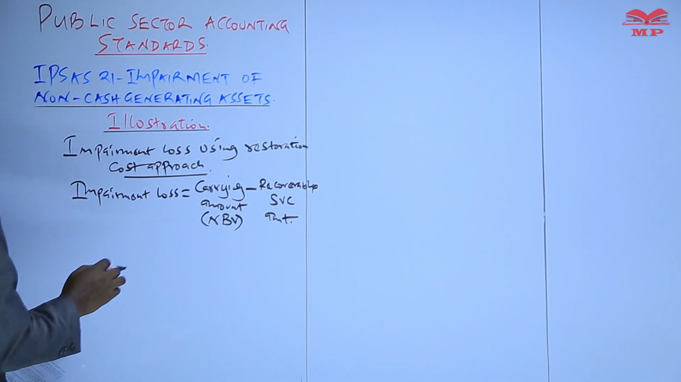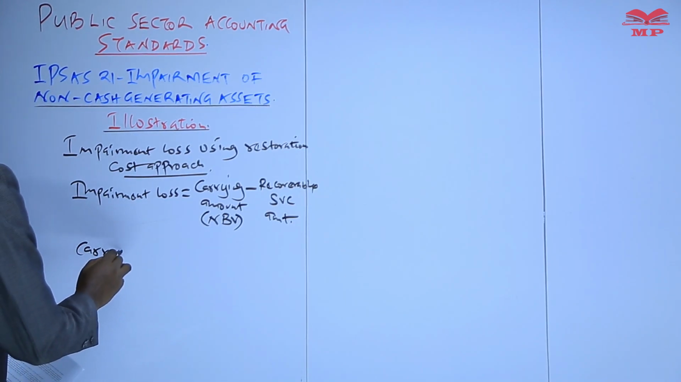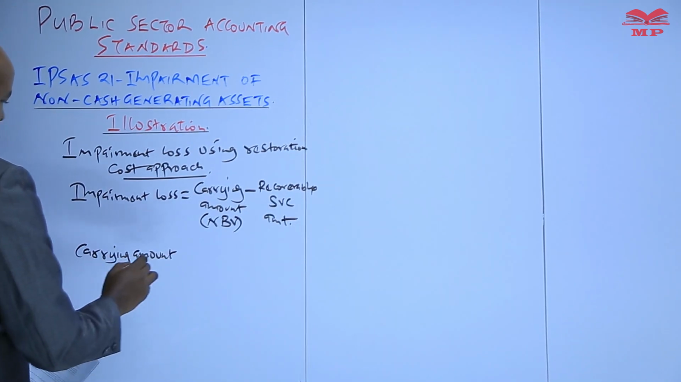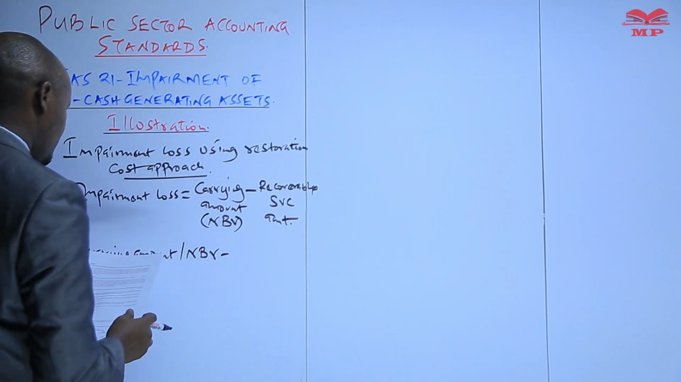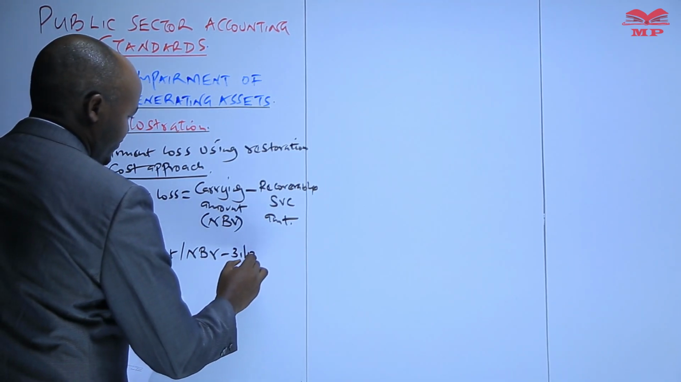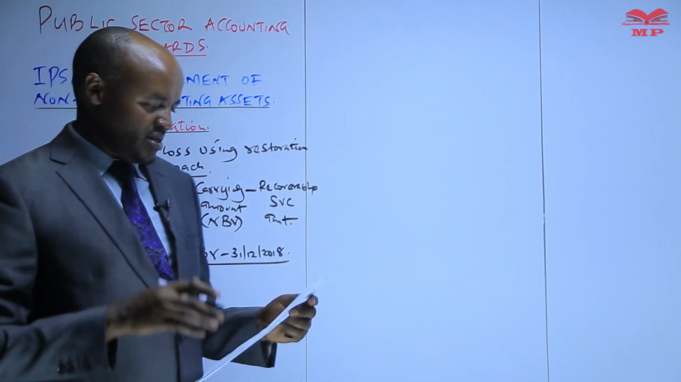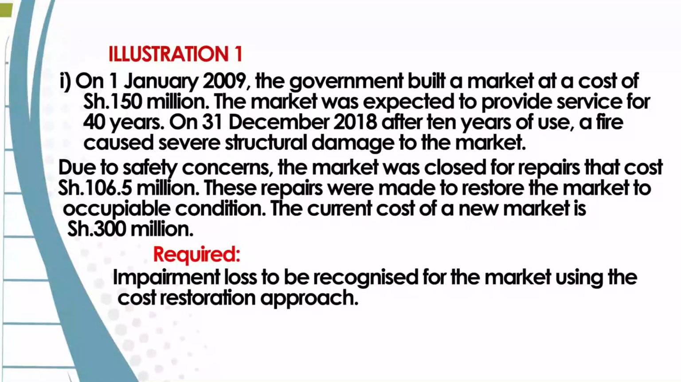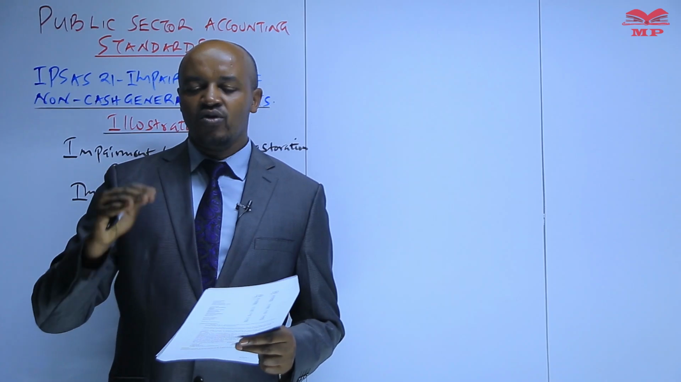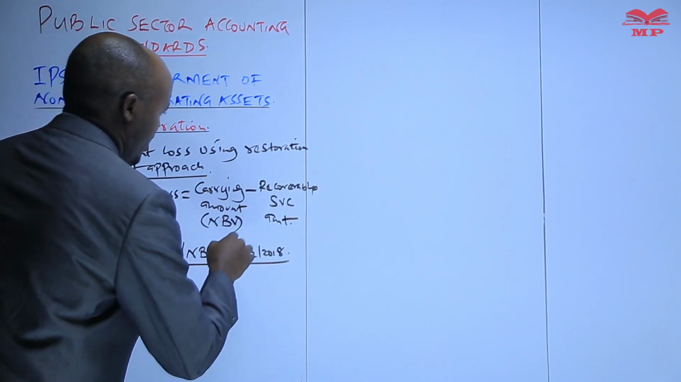So we start by determining the carrying amount, which is the same as the net book value. And we are determining this on which date? On 31st of December 2018, because what we said in our previous session is that an impairment review is undertaken whenever there is a factor or indicator showing that the asset could be impaired. And what we are told is that on 31st of December 2018, this market, which was constructed by the government and is a non-cash generating asset, was damaged by fire. That is a factor which indicates that this market could be impaired, and therefore the impairment review must be carried out on that date. So we need to have the two values on that date.